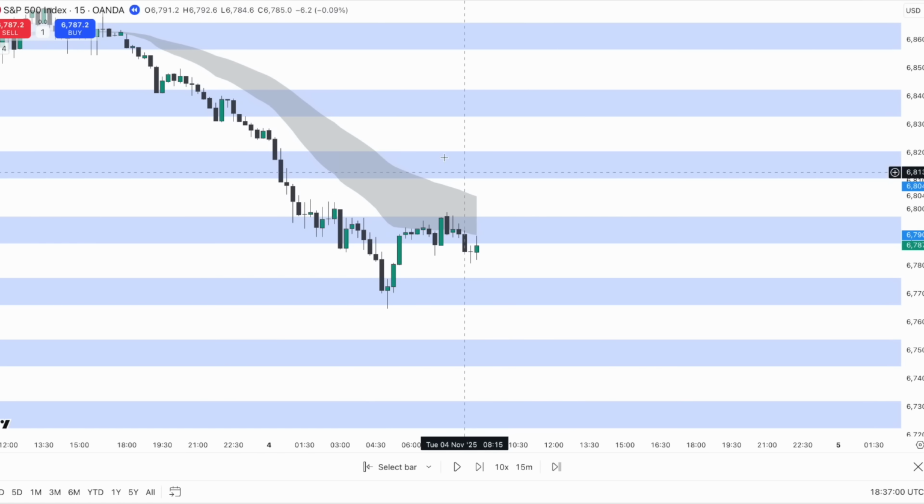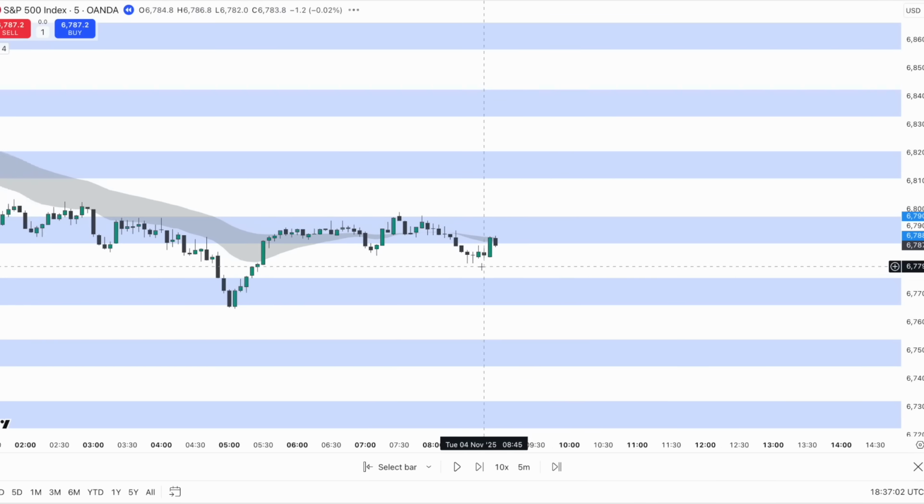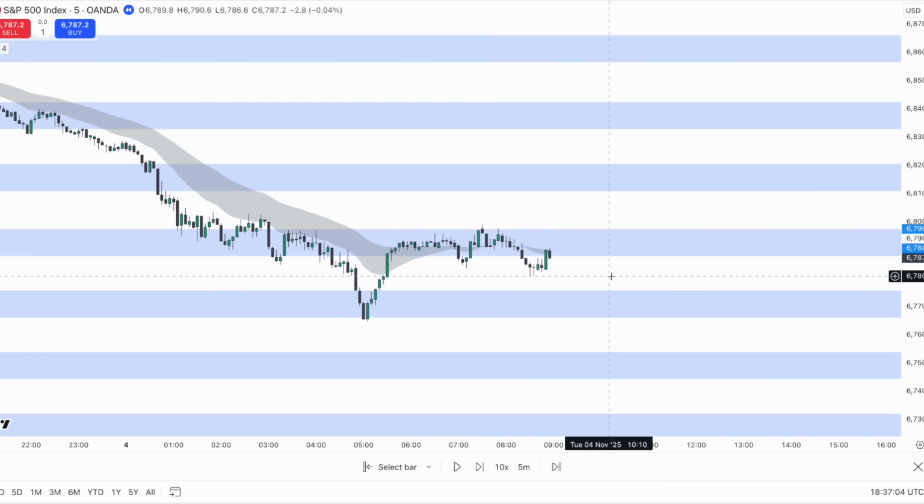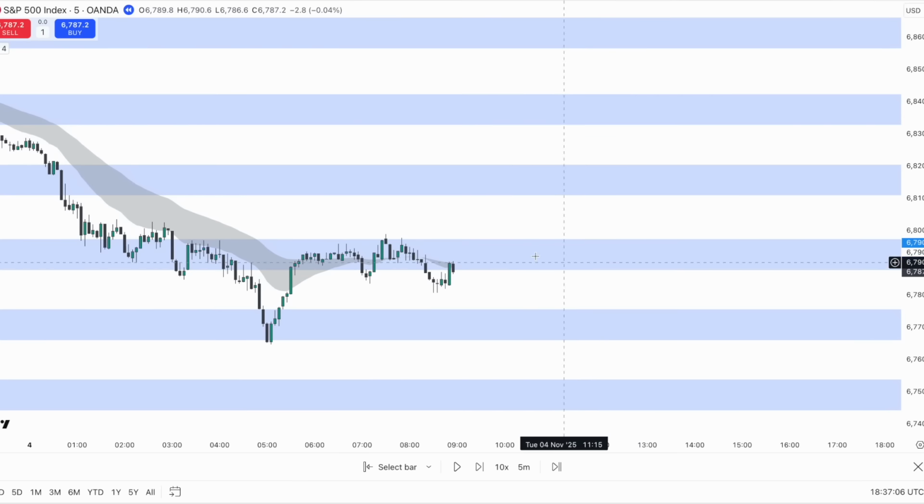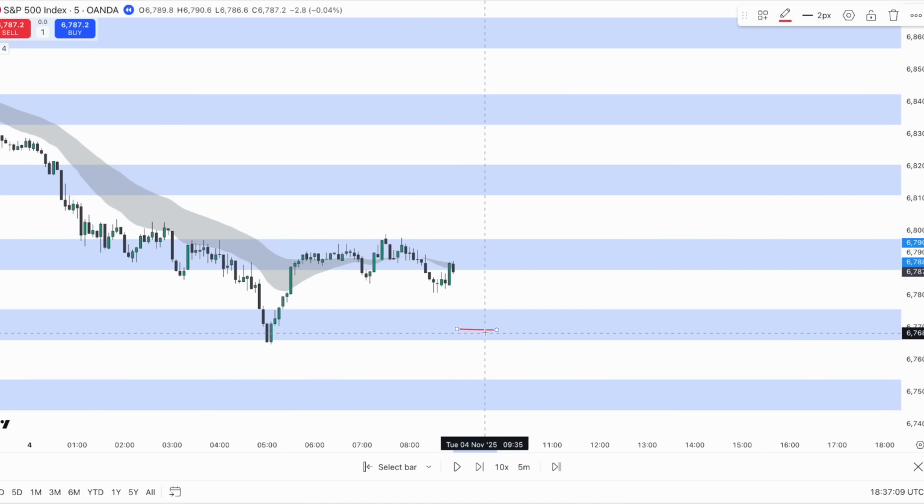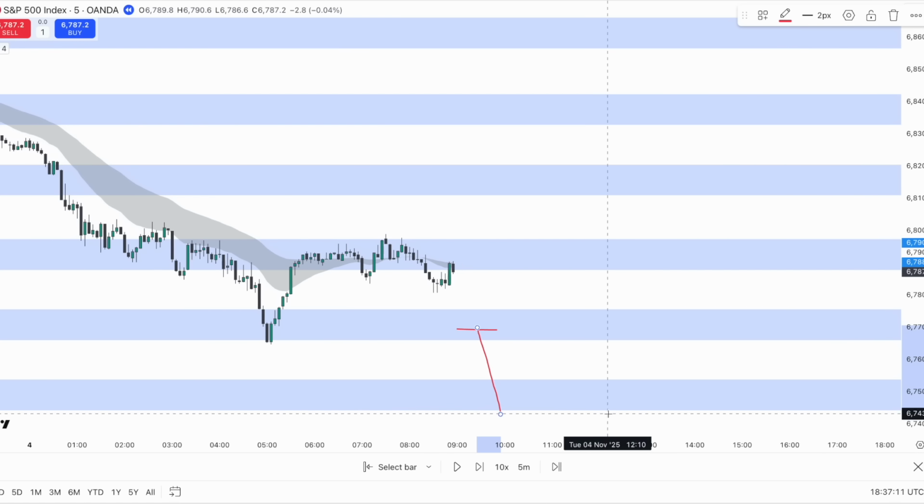So now let's go into the 5-minute and start making our projections for the day. The ideal setup we'd want to see here is, of course, a break of this demand level and a move lower. That's what aligns with higher time frame momentum.